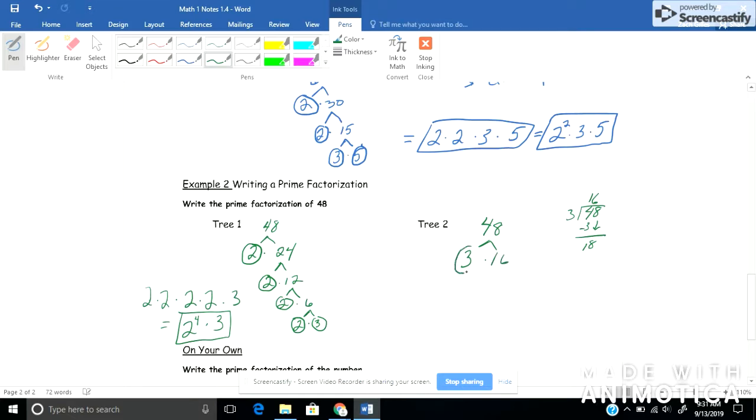I'm going to circle 3 because it's a prime number. Okay, I can break down 16 into 2 times 8. Circle my 2. I can break down 8 into 2 times 4. Circle my 2. And I can break down 4 into 2 times 2. Circle both of those. And you'll notice I come up with the same answer as I did for tree 1. 2 times 2 times 2 times 2, or 2 to the 4th power, times 3. It's going to give me that total of 48. There is my prime factorization.